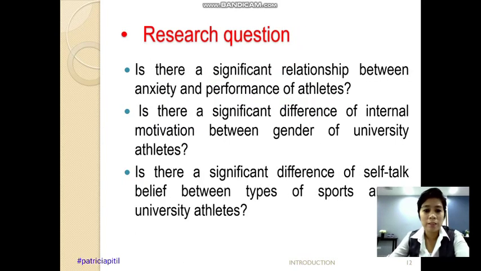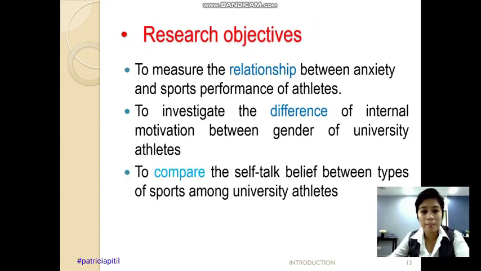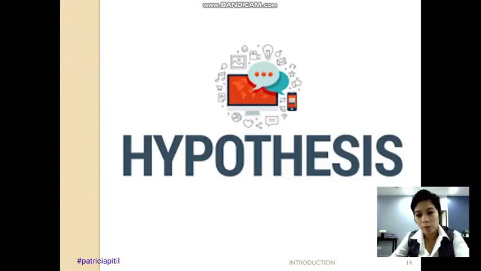So one will be asking, is there a relationship between...? Now it is a statement: to measure the relationship between anxiety and sports performance. Same goes for the other two objectives. Okay, hopefully you may start to draft out what your IV and your DV are, right? So after the research question and objective, now we shift to hypothesis, 1.5.